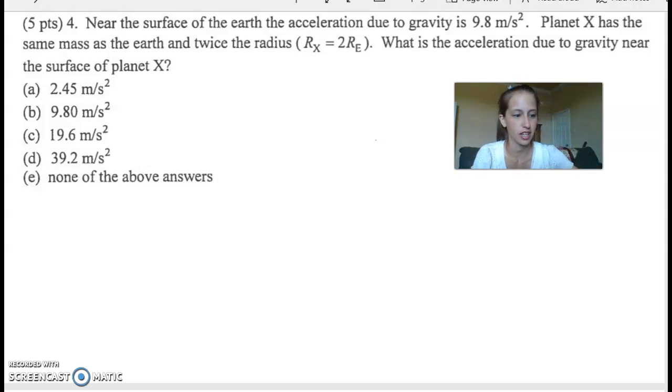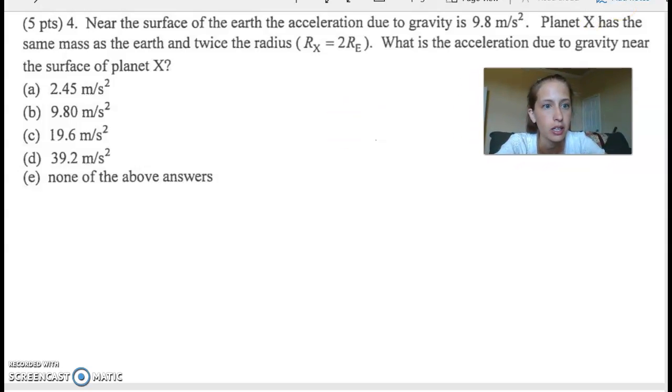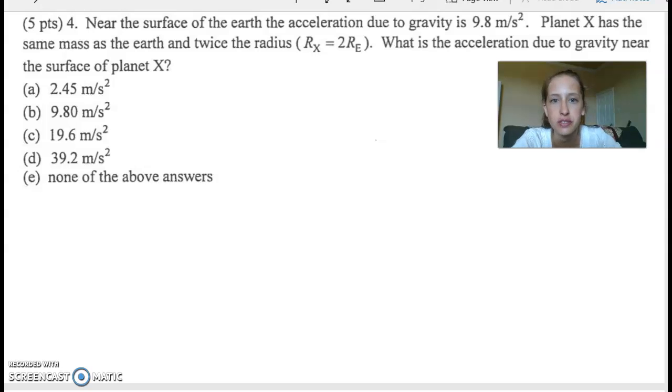Hi, question number 4. But I want to add notes. Okay, they're near the surface of an Earth. Acceleration is 9.8. We've used this number lots and lots, so this should not be news. Planet X has the same mass but twice the radius. Okay, so let's talk about what's the relationship between this number and this number.